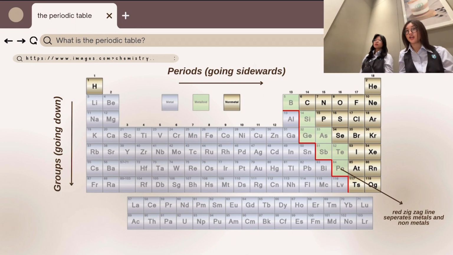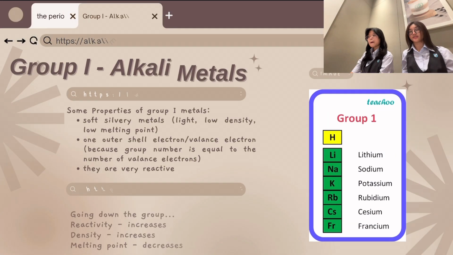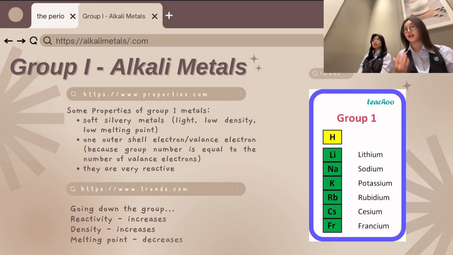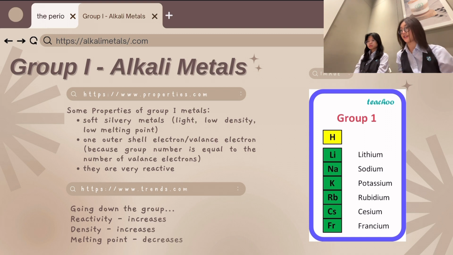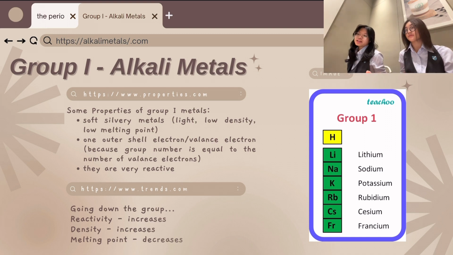Okay, so now we'll be diving deeper into the first group, which is alkali metals. Now, some properties of group 1 metals include soft silvery metals. They're usually light, low density, and also low melting point. They only have 1 outer shell electron or valence electron because group number is equal to the number of valence electrons. So they're group 1, they have 1 valence electron. And since they're a metal, they give away electrons. They are very reactive. Another addition to that is that they're very reactive because there's less shielding effect.